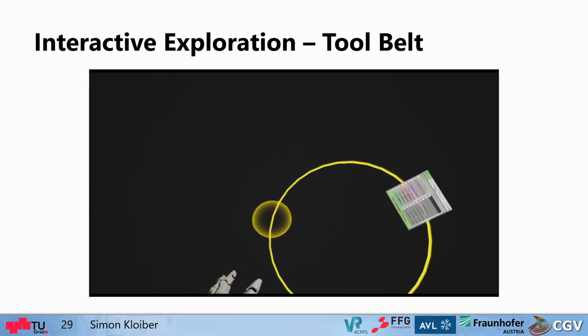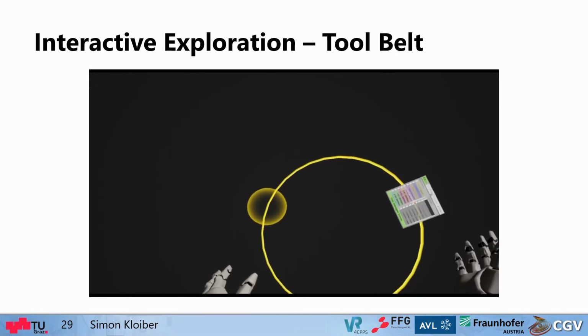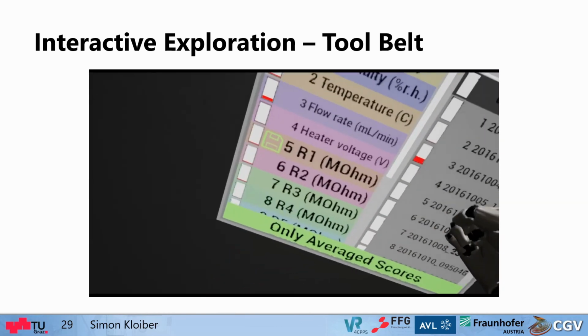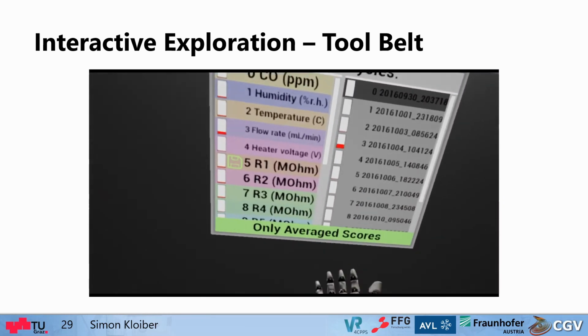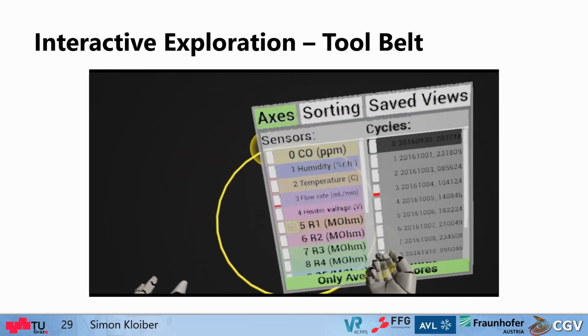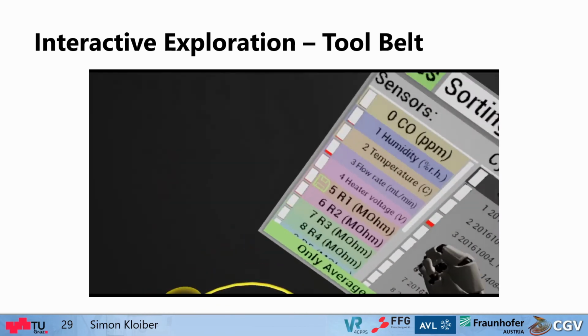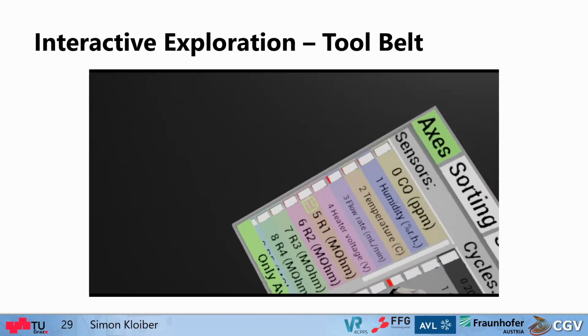Users can grab both of them from a tool belt that follows at waist height. Users can take out objects independent of their state or location and can insert the objects back into the tool belt if they don't need it anymore. This way, the tools are always accessible.